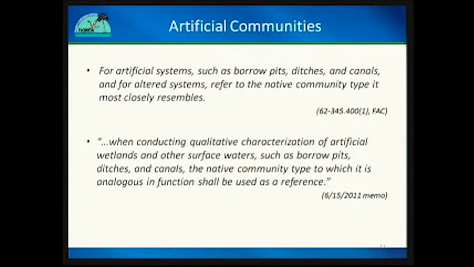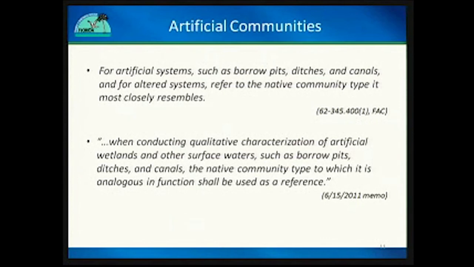Okay, here's where the little nuances come in. For artificial communities, you're going to refer to the native community type it most closely resembles. And that's in altered systems as well. In 2007, there was a change to the UMAM rule to clarify what we're talking about, because we clarified more closely that we're talking about optimal native community type. That's where we want to start. We also clarified that if you have an artificial system or an altered system, you're going to refer to the native community type it most closely resembles. Now, I want to say you only get to this part in UMAM, evaluating one of these things, if you required mitigation for it to begin with. All right, so keep that in mind. That's why I said you've got to get through all of that before you get here. And we came out with a memo in 2011, which further clarified that.